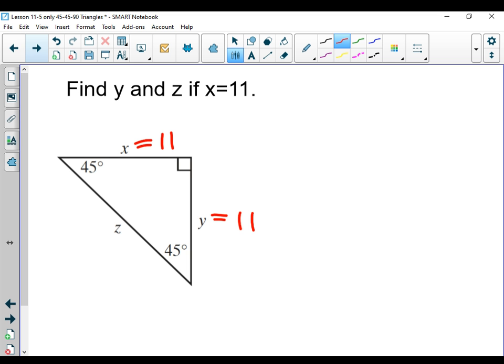How am I going to find z? 11 times the square root of 2. Drake, 11 times the square root of 2. 15.6. I did 15.6. Yeah, it's 15.6. You want to type again? 15.6. I got it.